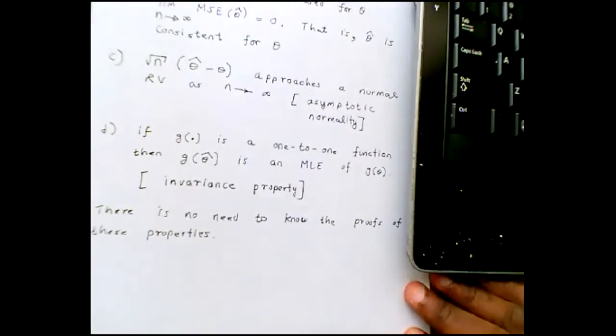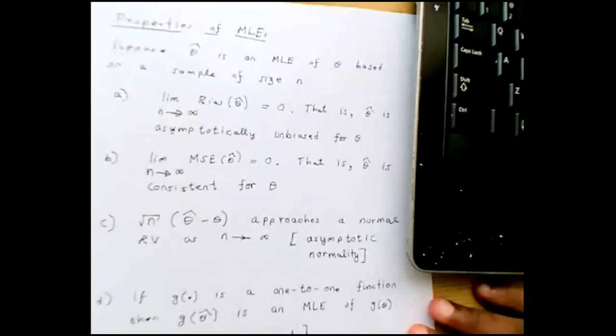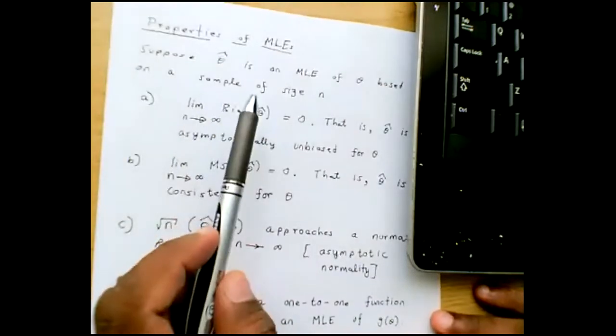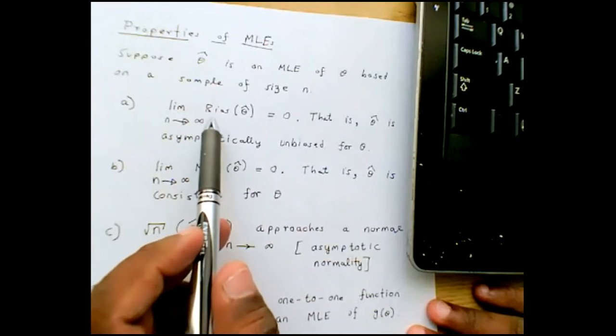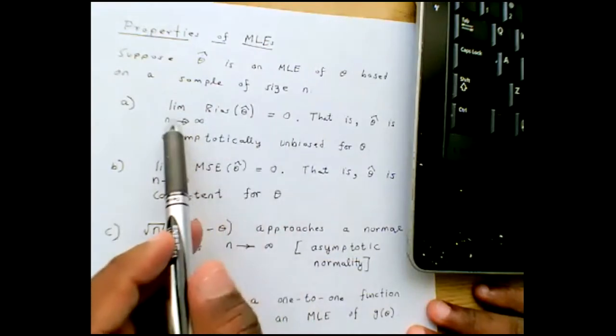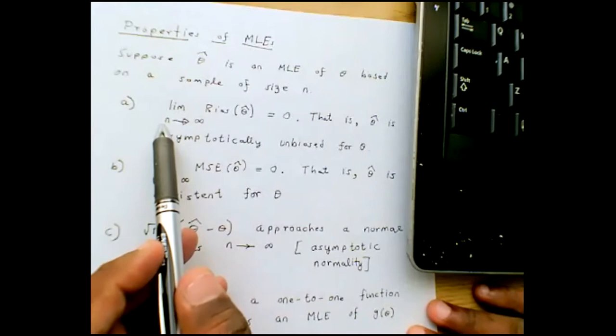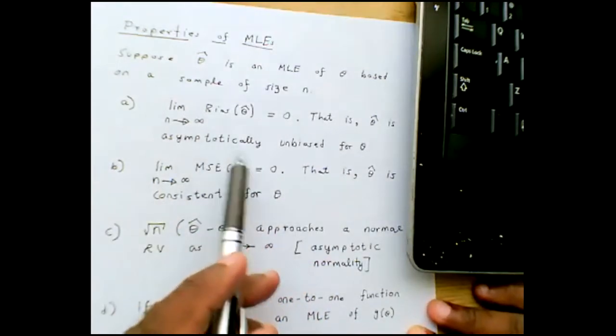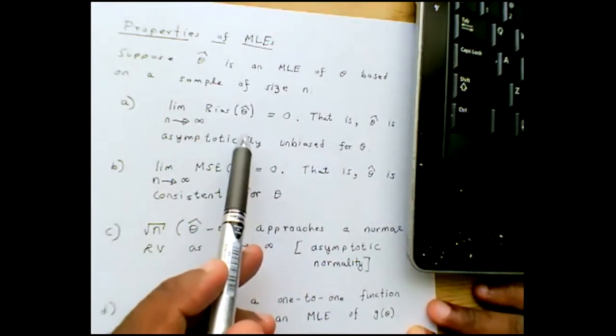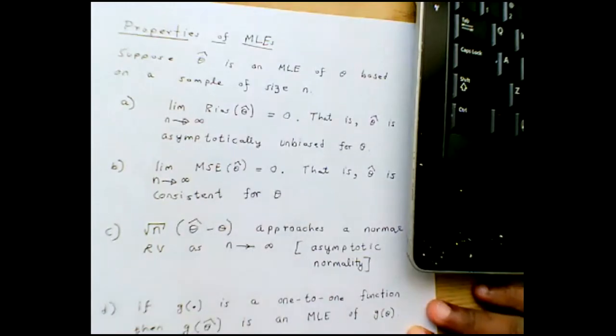And the next thing I want to talk about is some properties of MLE. The first property is that the limit of the bias of the MLE as n approaches infinity, where n is the sample size, is equal to 0. So in other words, theta hat is asymptotically unbiased.